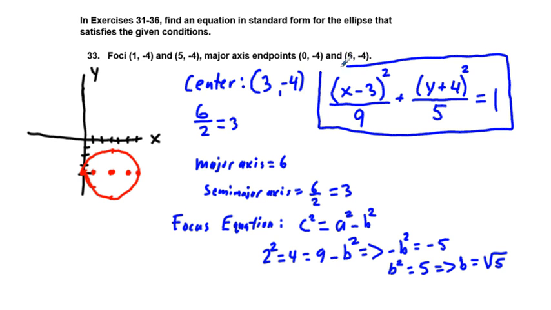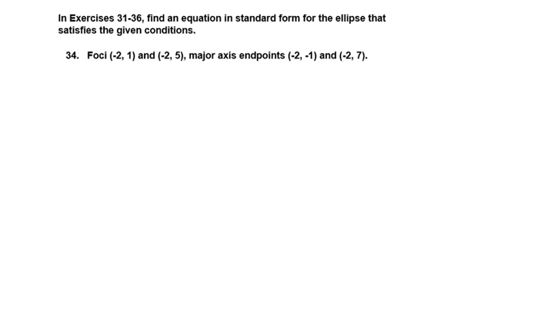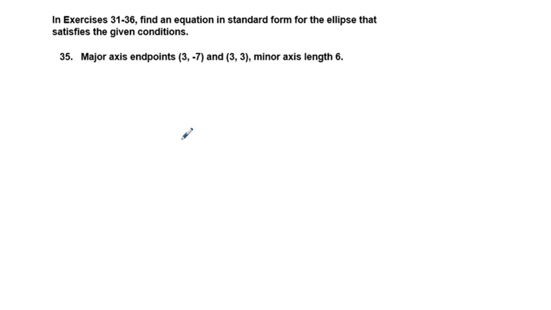You can see that the shift left to right and up and down complicates the finding of the equation. It still is doable. I find sketching it out is a pretty good way to go. In this case, problem 35, major axis endpoints 3, negative 7 and 3, 3. And so we sketch out our coordinate plane again.